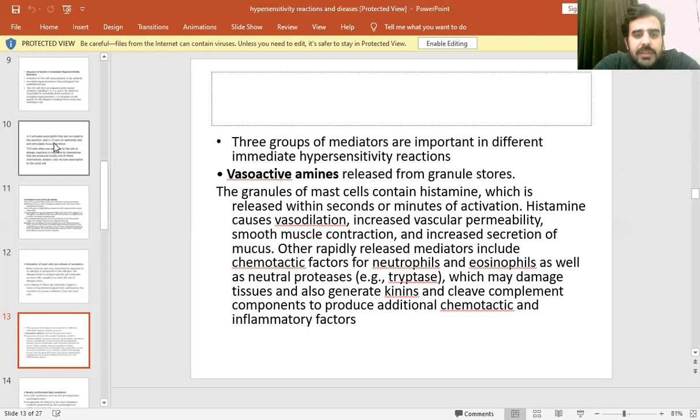Other rapidly released mediators include chemotactic factors for neutrophils and eosinophils, as well as neutral proteases, for example tryptase, which will damage the tissue. They will also generate kinins and cleave complement components to produce additional chemotactic and inflammatory factors. This is the linkage between this reaction and inflammation.